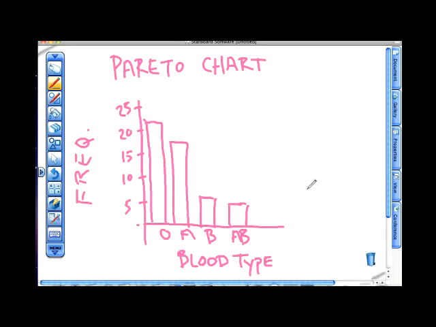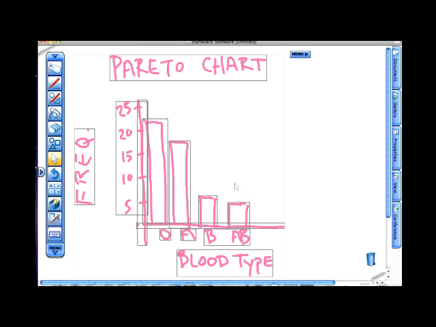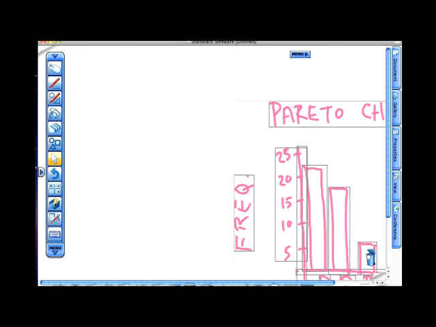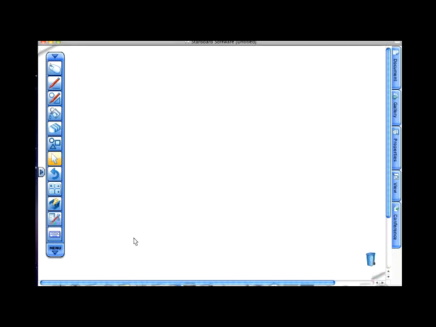Let's try a pie chart. So I'm gonna... sweet. I'm getting better at that. Okay, so for here, this is really sweet. Look at this. I can draw a circle that doesn't look like a circle at all, and then it snaps right to a circle. Isn't that the best thing ever? I love it.